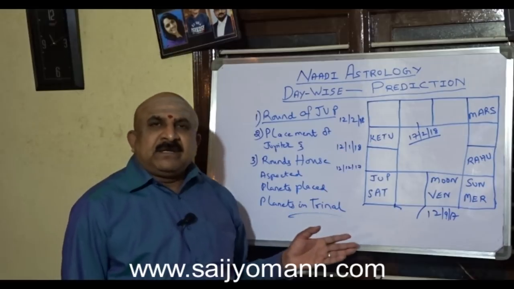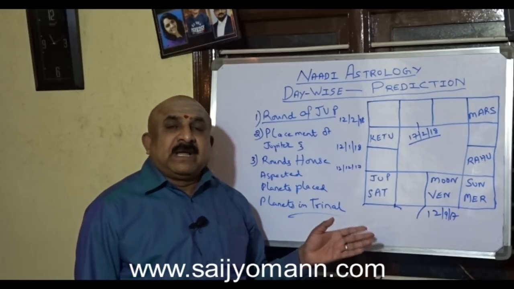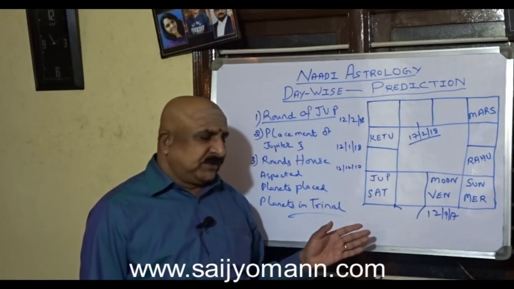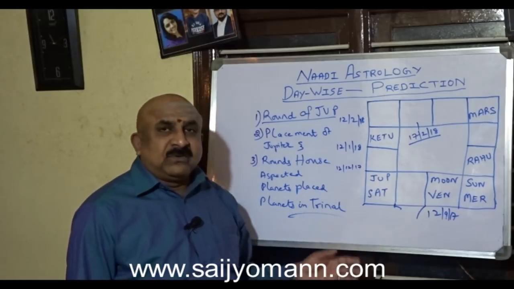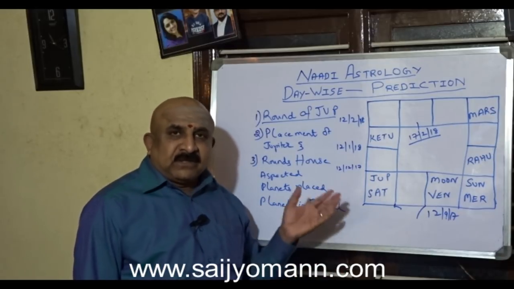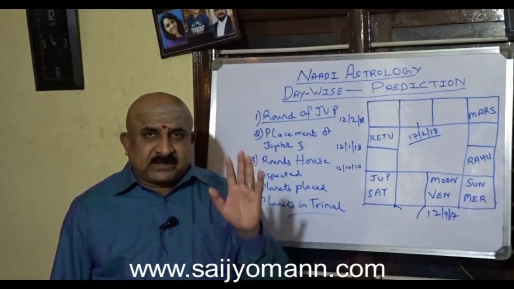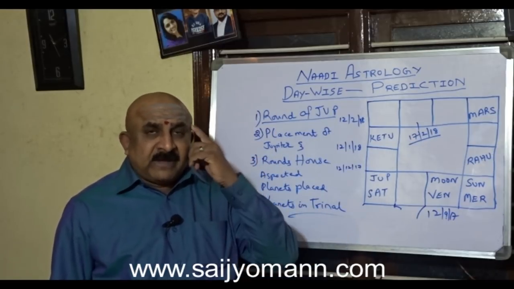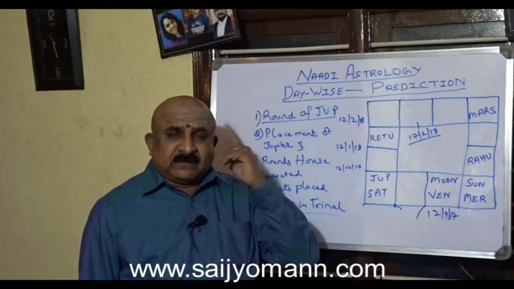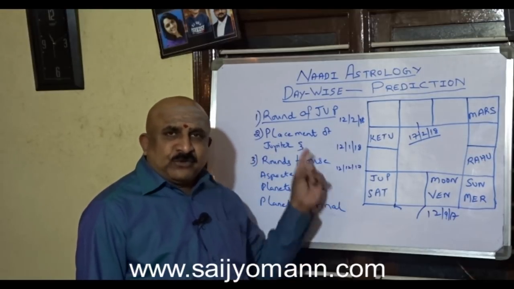When I was telling you all about the month-wise prediction, I was telling you that each month on the same date Jupiter will start moving. This is an assumption only. We are going to fix it, assuming that Jupiter now is here and Jupiter now is here.